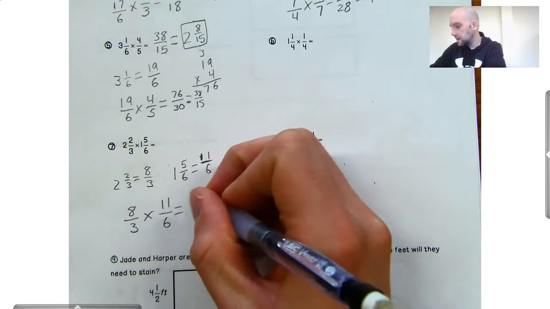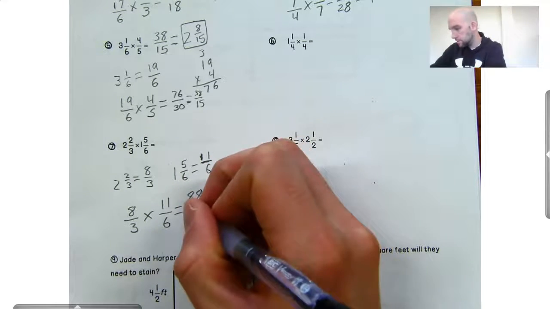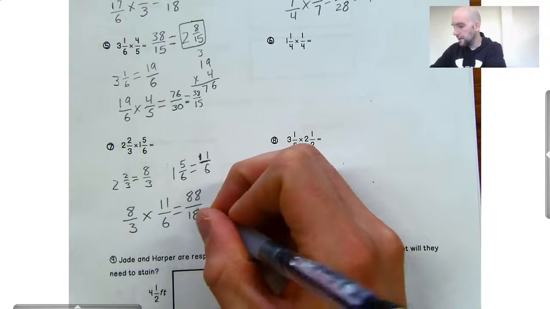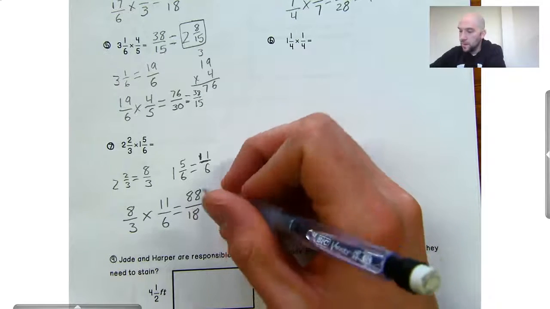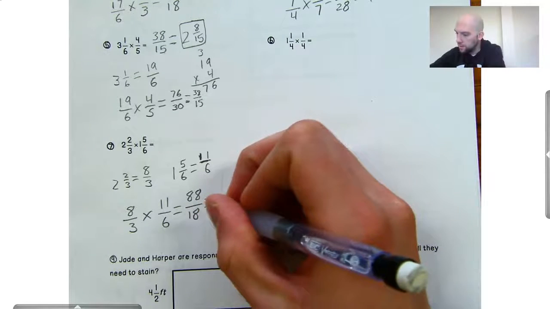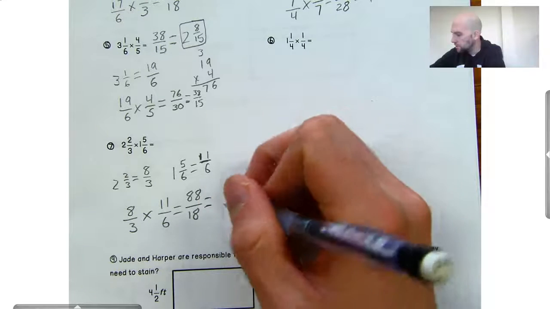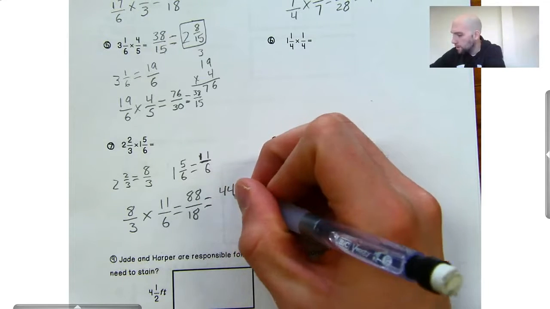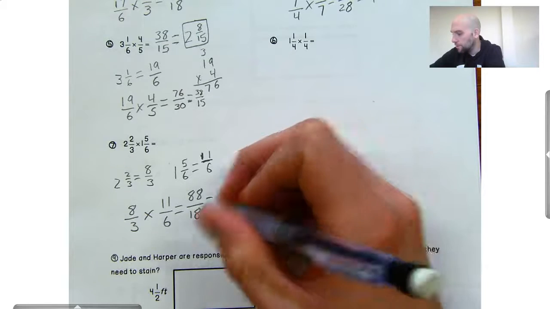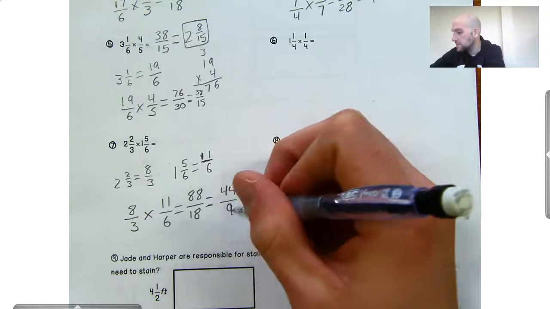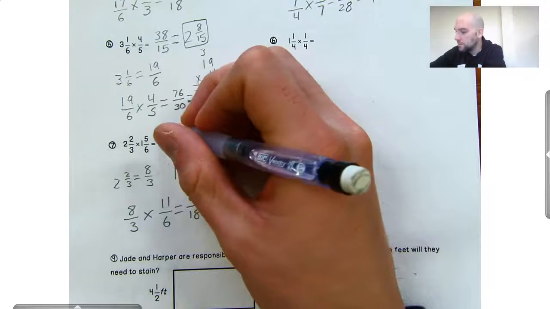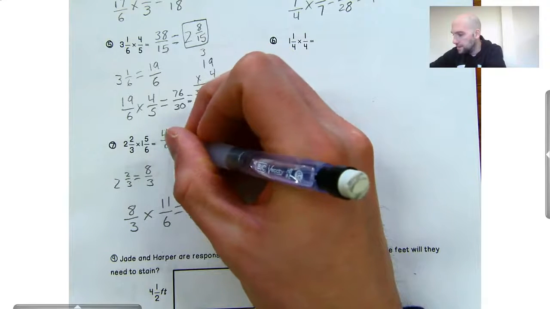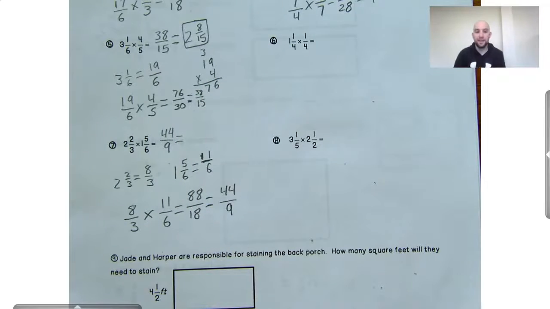8 times 11 is 88. 6 times 3 is 18. So I have 88 eighteenths. I can divide both of these by 2. They're both even numbers. So I'll get a simplified version of my fraction here. I have 44 ninths. Half of 88 is 44, and half of 18 is 9. So divide 88 by 2 and divide 18 by 2 to get my simplified fraction. I have 44 ninths. And then we'll turn that back into a mixed number.